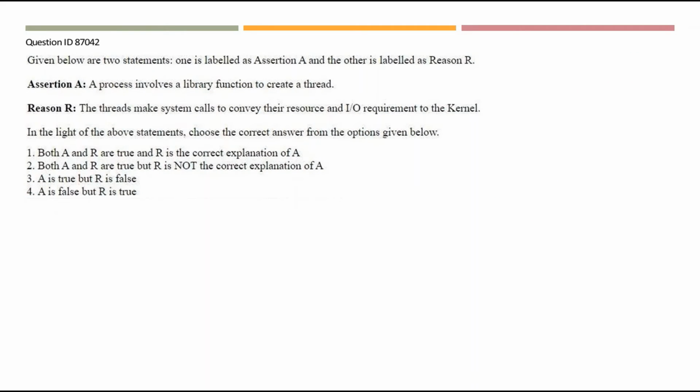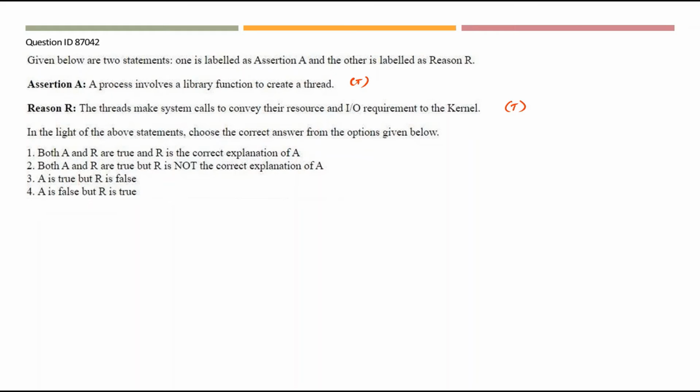Next question. Given below are two statements. One is labeled as assertion and the other is labeled as reason. A process invokes a library function to create a thread. This is true. The threads make system calls to convey their resource and input-output requirements to the kernel. This is also true. Now we have to find whether R is the right explanation of A or not.